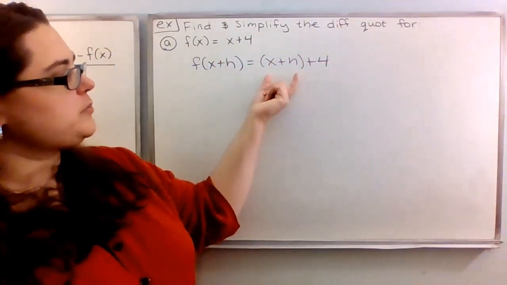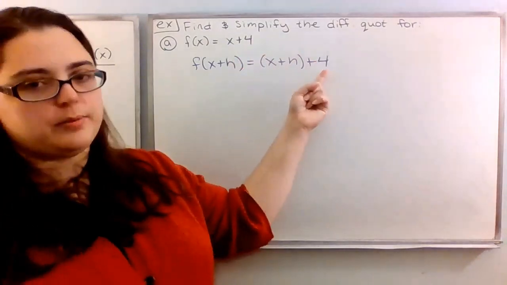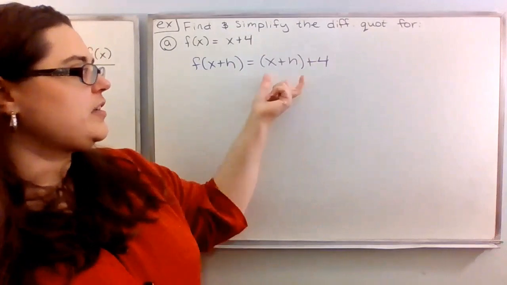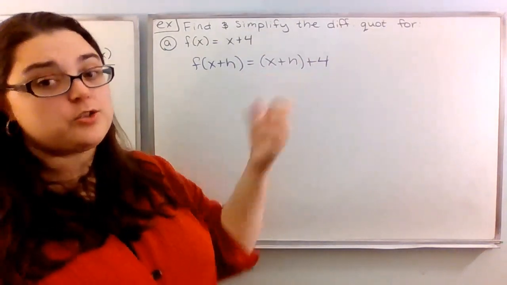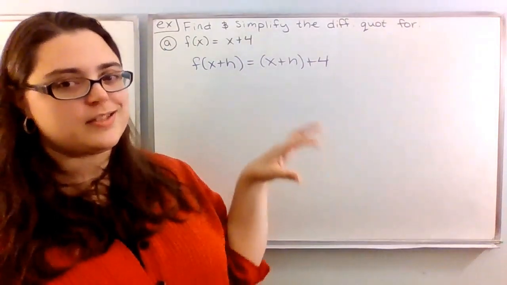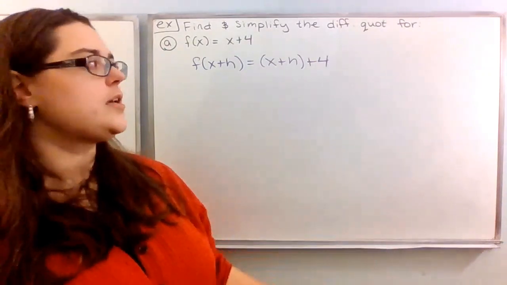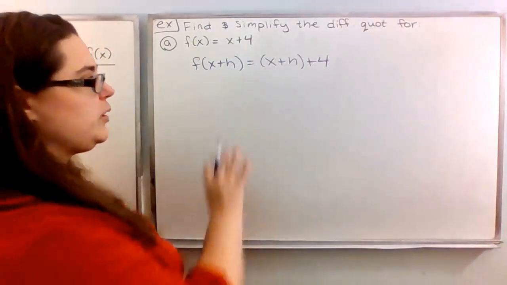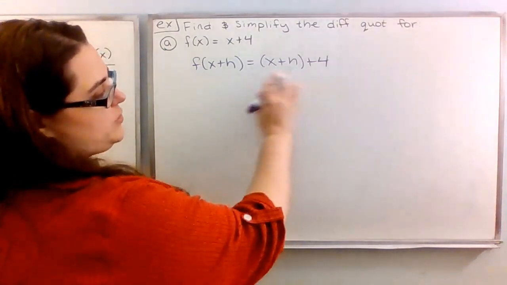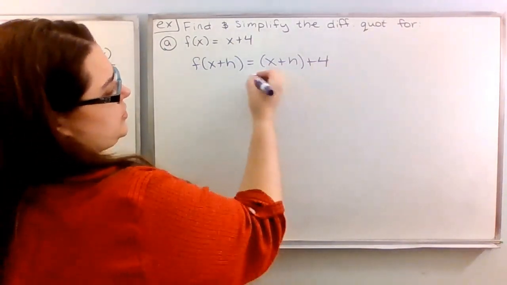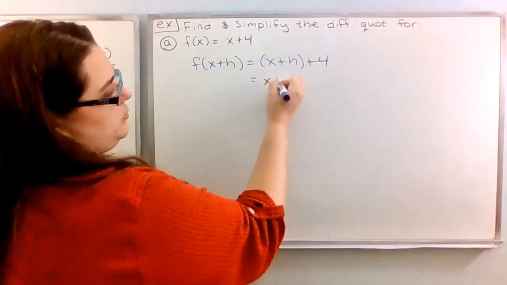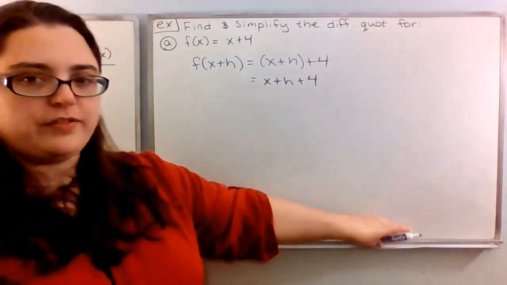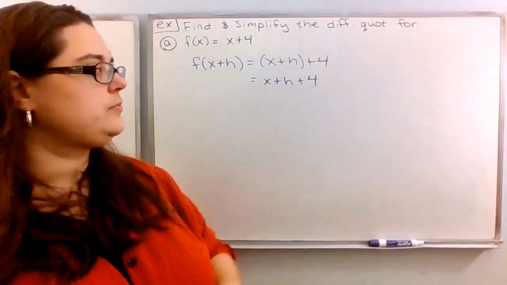So x turns into x plus h, and 4 becomes 4. It doesn't change. Now I put parentheses around x plus h so I can track my work, because like I said, these get kind of algebraically intense. So we want to make sure that we're following what's happening. But in this case, we don't need those parentheses there. So I can rewrite that as x plus h plus 4. So that's our f of x plus h.